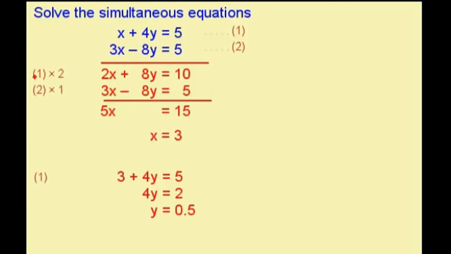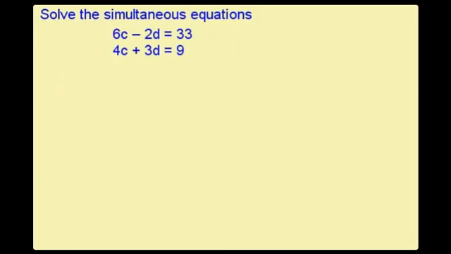So on this one, I've multiplied the first equation by 2 to make the coefficient of y 8, and I've left the second equation the same again. Then, because this one is add and this one is minus, I'm going to add them together. This will eliminate y, giving me 5x is 15, so x is 3. I'm going to substitute this into the first equation, which gives me the value of y as 0.4.